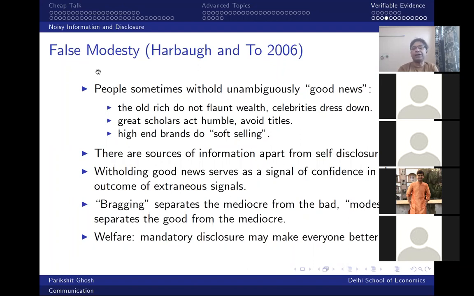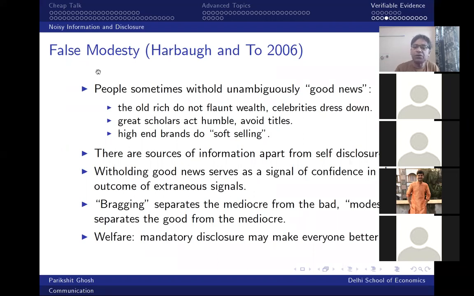One concept in marketing is the concept of soft selling. If you're trying to sell a very high-end brand, a product which sits at the very top of the quality ladder, then don't do a very splashy, conspicuous ad campaign. Do soft selling. If you have to advertise at all, tone it down. Don't go to town about how great a product you have.